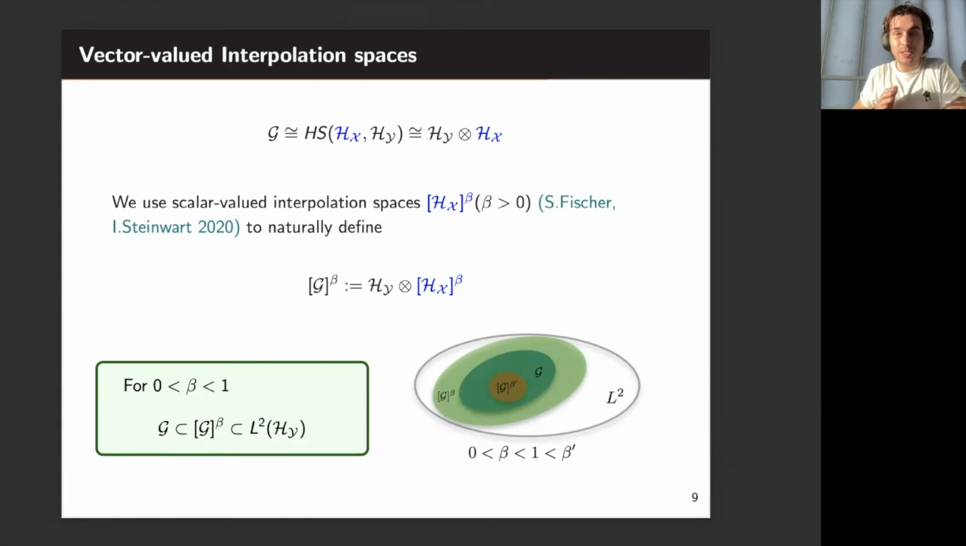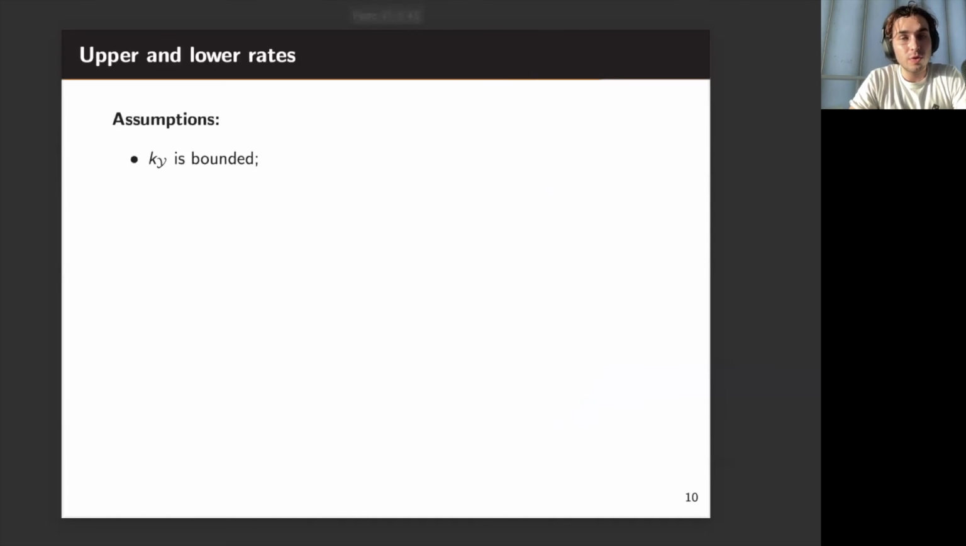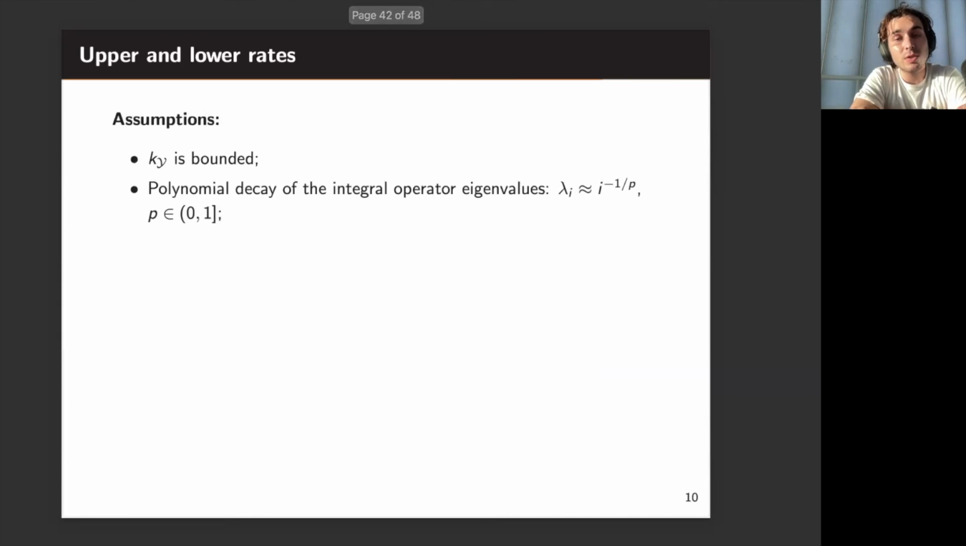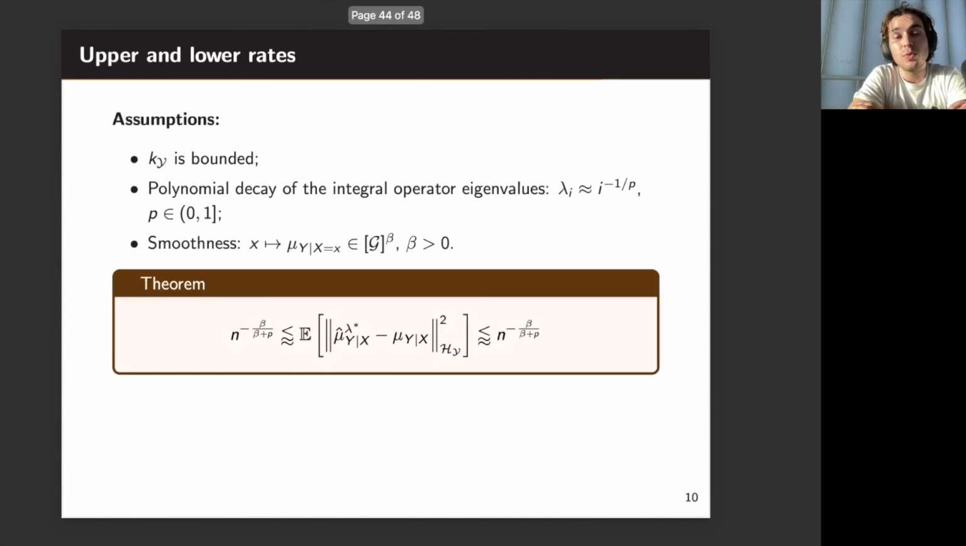We now have all the key elements to introduce the main result of our paper. We have a few assumptions. The first one is that Ky should be a bounded kernel. The second one is that the integral operator associated to Kx should have eigenvalues that decay at polynomial rate p. And finally, we have the assumption that the conditional mean embedding as a function of X lives in one of the previously defined interpolation spaces G beta. Under the three assumptions, we can control the performance of the vector-valued kernel ridge estimator.